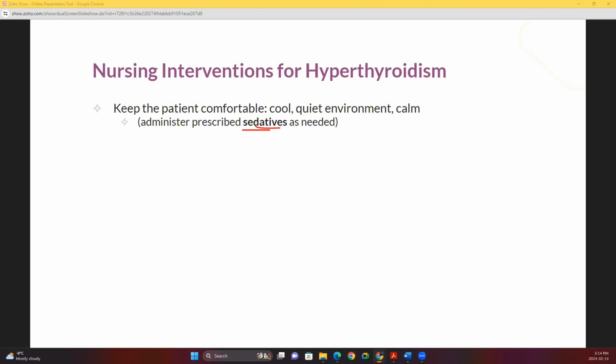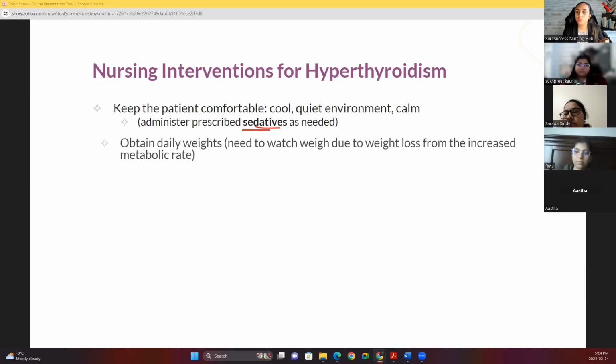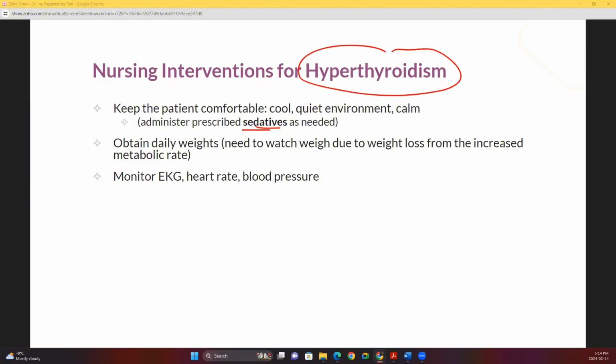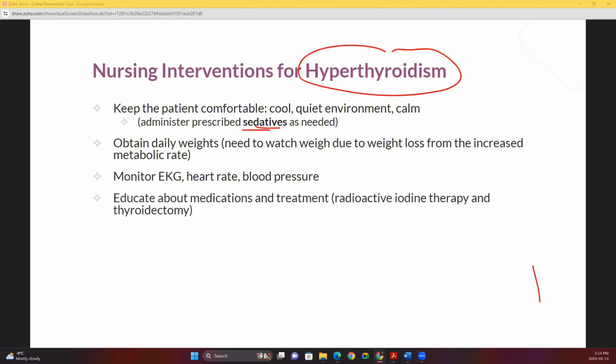What is happening with the weight of this patient? It's weight loss. So can you check the weight of this patient? Yes. Another thing is what is happening to the heart rate, BP, etc. High, increased. And in hyperthyroidism, what could be the medications? In hypothyroidism, I will give the thyroid pills. In hyperthyroidism, I will give antithyroid. I will teach you a few of them. Educate about the medications.